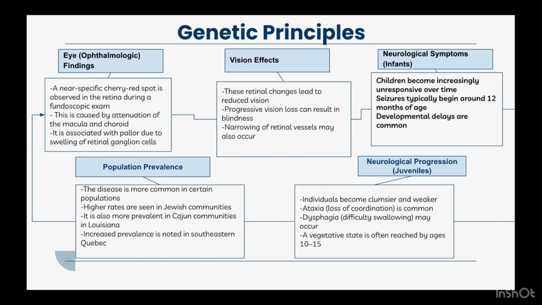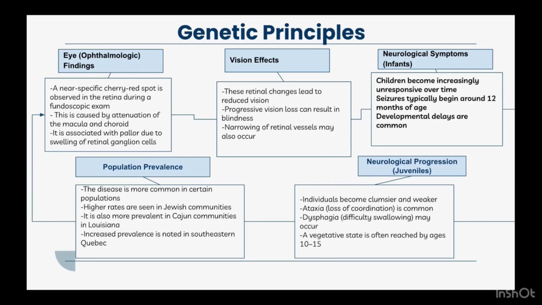If you look at pictures, it's pretty cool. Vision effects due to the mutations in the HEXA gene lead to reduced vision, and progressive vision loss will eventually lead to blindness, and it can also cause narrowing of the vision and of the retinas. It's typically prevalent in Jewish communities, Cajun communities, and in Quebec. That's where it has the higher rates.